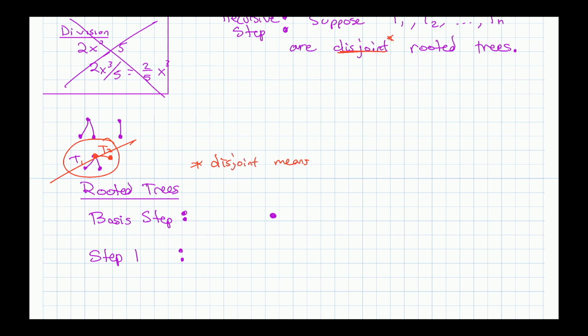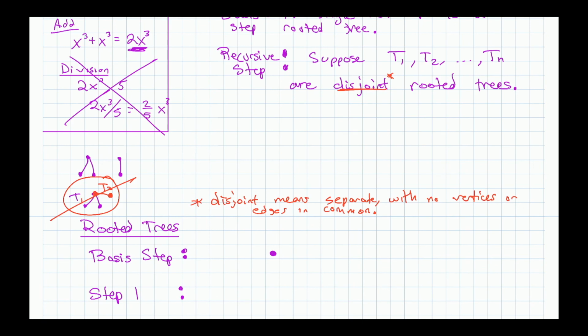It actually means nothing in common. So I'll say separate with nothing in common, with no vertices or edges in common. Now, that's not actually what disjoint means, right? Disjoint doesn't apply to trees only, but in this case, that's what we mean by disjoint. So T1, T2 up to Tn are disjoint rooted trees, so they're just some trees.